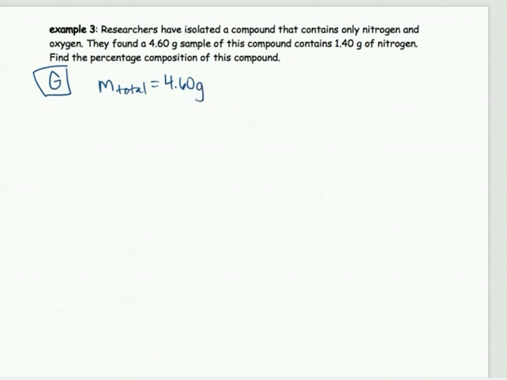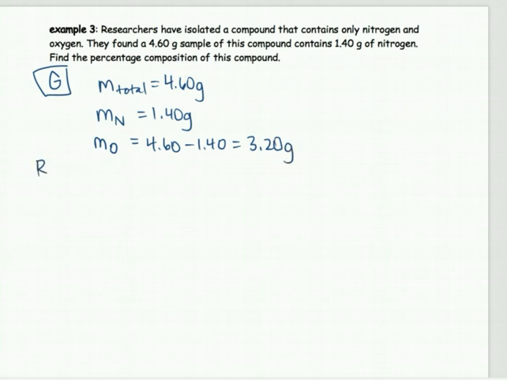Okay, and we know that the mass of the nitrogen is 1.4, and the other element is oxygen. So in order to find that, just subtract 4.6 and 1.4. And you get 3.2 grams. So we know the mass of oxygen, okay?